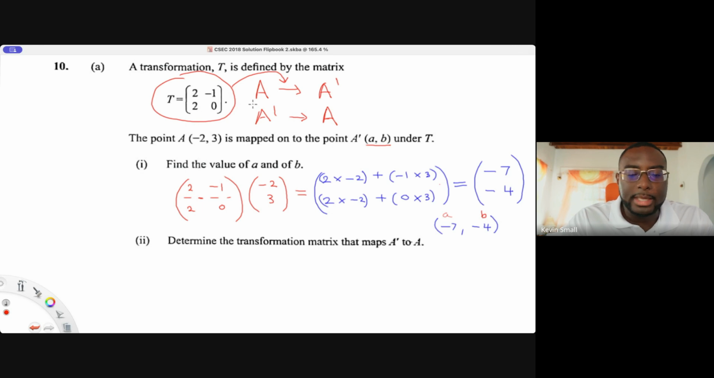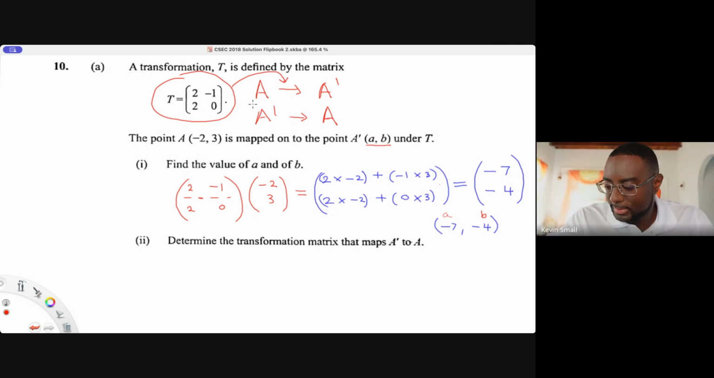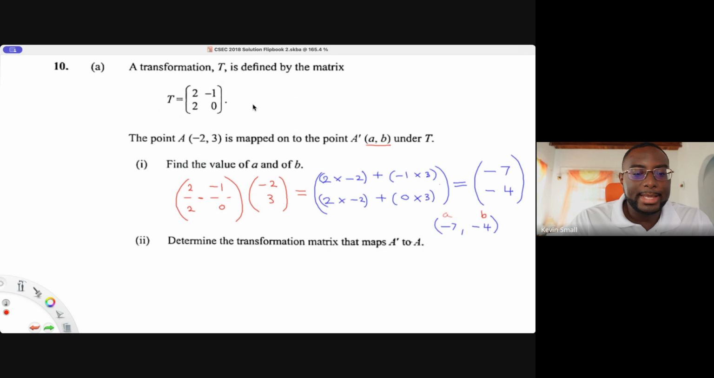I'll give you a hint. The word begins with I. Inverse. The inverse, yes. You would need to find the inverse of that transformation matrix T. Okay, so that is the thing. We have to find the inverse of T.